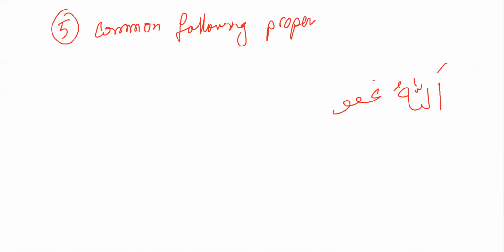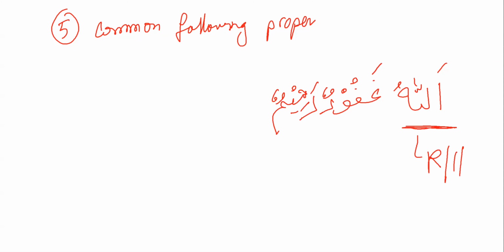So, Allahu Ghafurun Rahimun. Now, the first part is Allah. It is rafa, 1, M, P. So you have rafa and a subject, which makes it a mubtada, a topic.